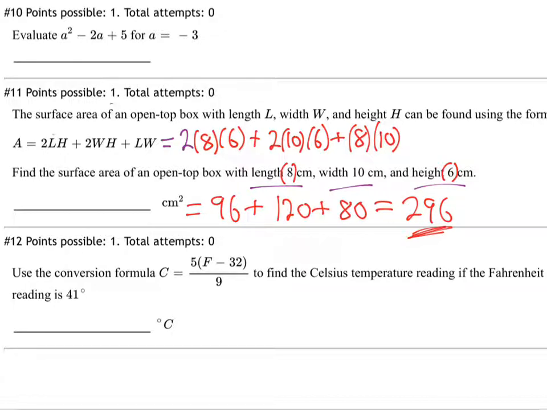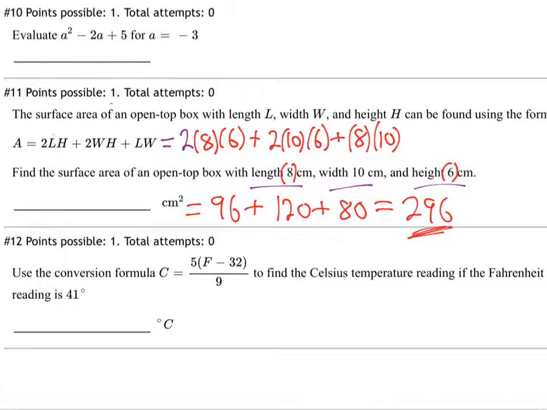Because LH was, so L is length and H is height and W is width. Oh, that's what I did wrong. Okay. Because, so it's not WH. Each individual letter is a different number. Yeah, you're right. Each letter is a number.